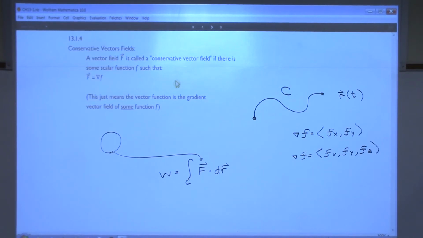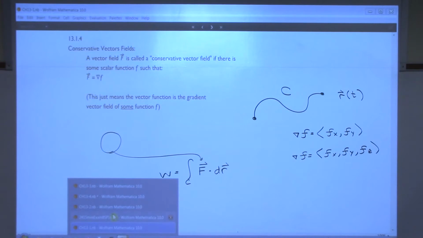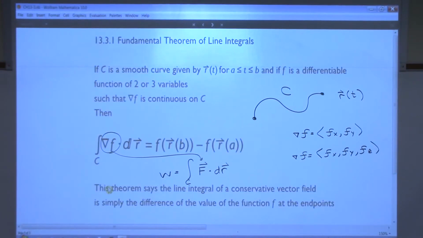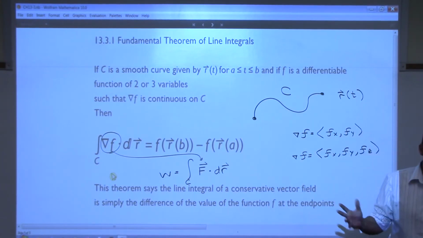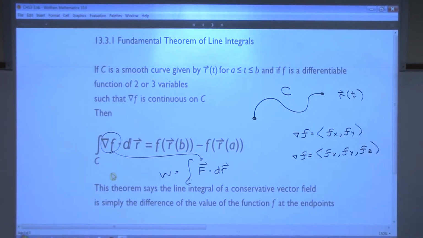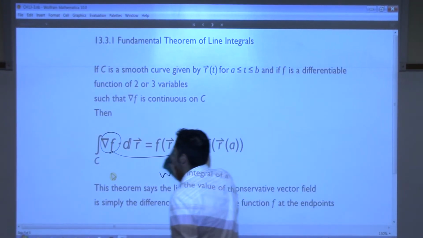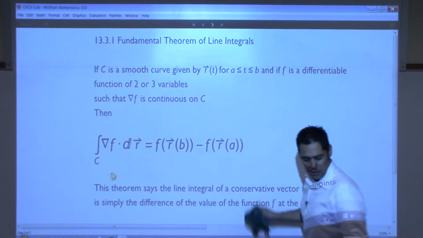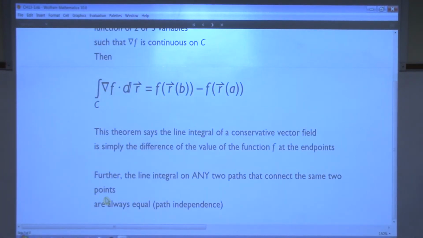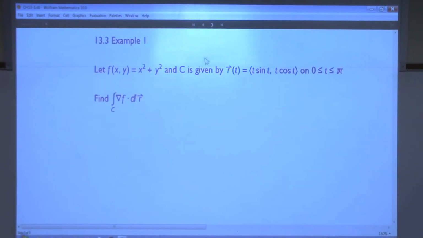Conservative vector fields. A vector field F is called conservative if basically it's the gradient of some little f. So that's what that theorem is saying, that you can just evaluate the scalar function at the endpoints as long as that field was conservative. So isn't it going to be very important for us to determine whether or not a vector field is conservative? Because if it is, we can use this. So naturally, the question becomes, how can you tell if a vector field that you're given is conservative?